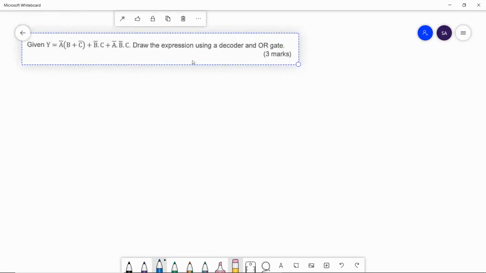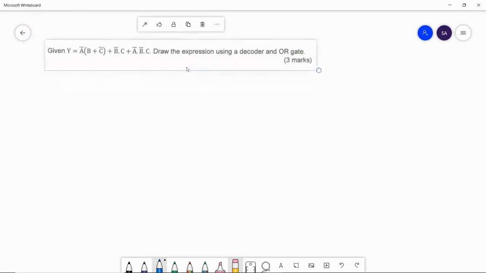Okay, so this is an example of drawing the expression using a decoder. Nampak macam soalan ni, soalan pasis saya ambil. So dia minta pakai draw the expressions using decoder. Dia tak cakap decoder mana, and dia kata OR gate saja. So dia given you expressions here, jadi kamu kena keluarkan.